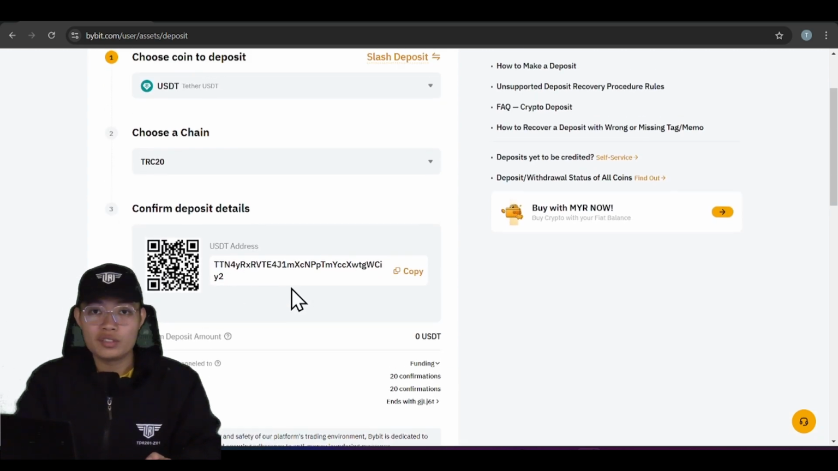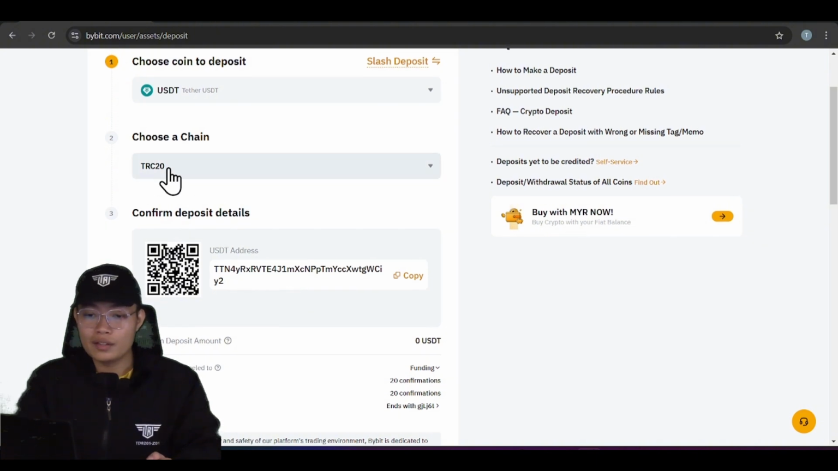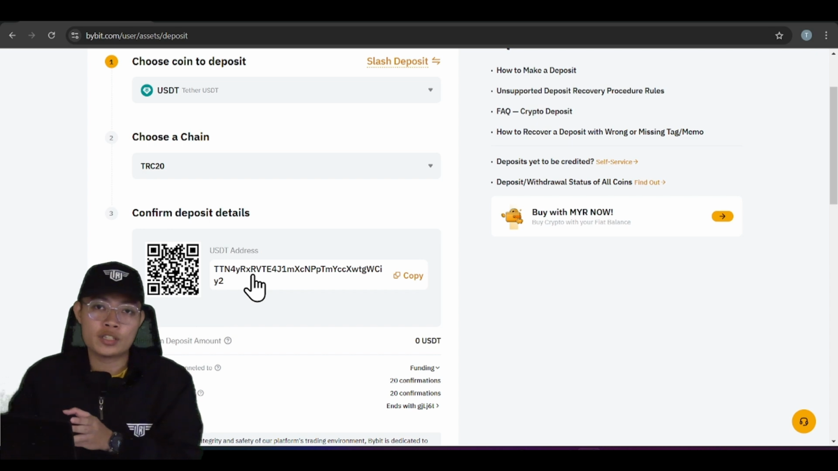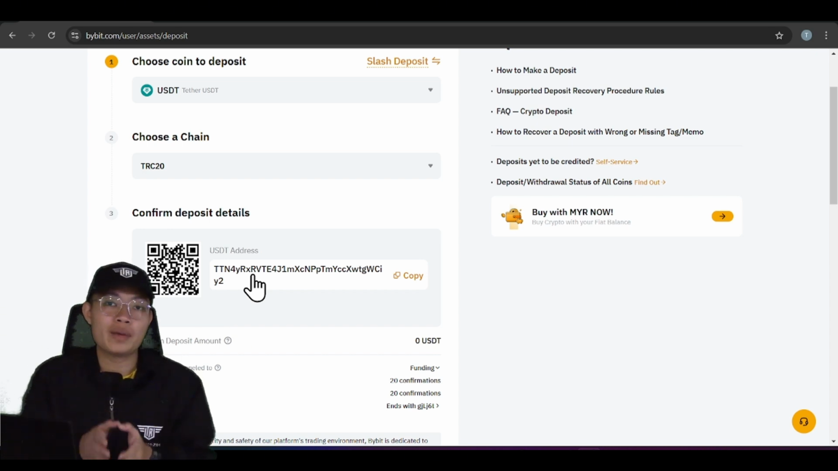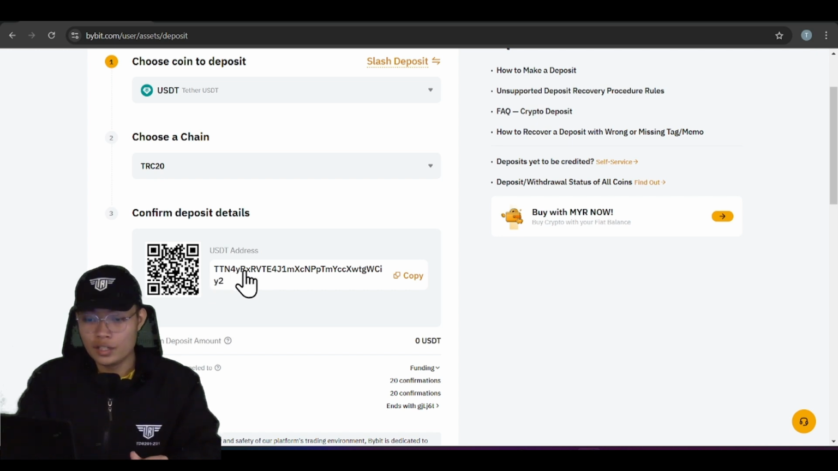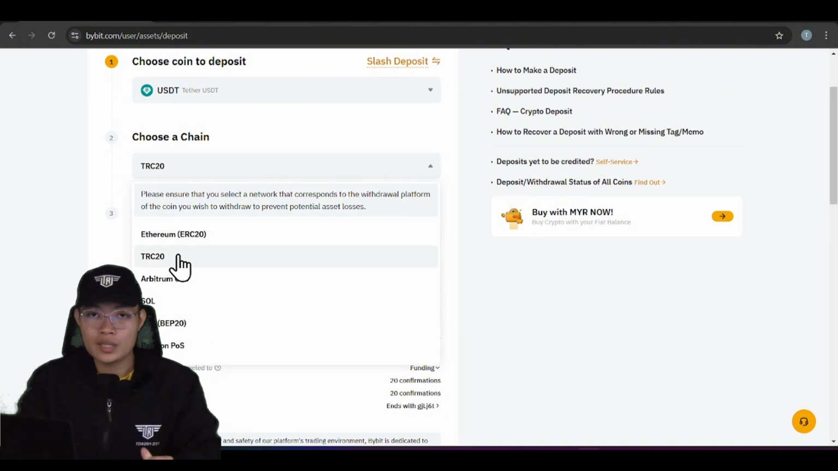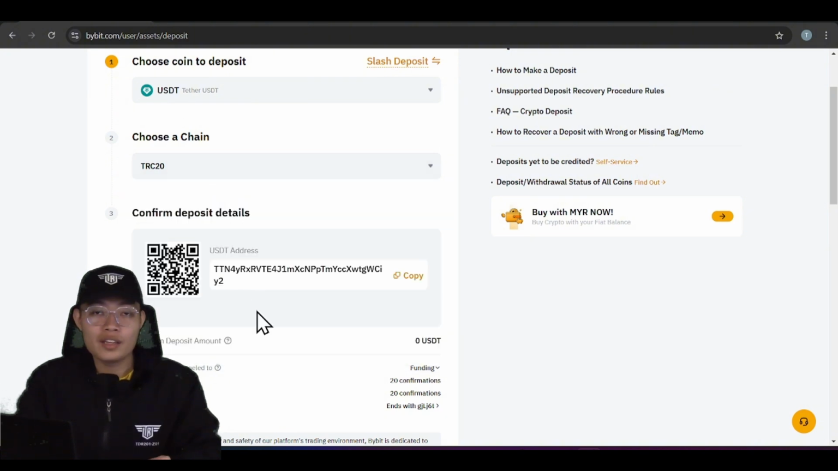So this is the important thing, guys. Once you click the right chain and confirm the deposit details, you must paste this link in your wallet or in your exchange. They are going to transfer the crypto to this exchange, to the ByBit exchange. So it is very important to double check that your USDT address and the chain that you're going to use are the same as you have here in ByBit.